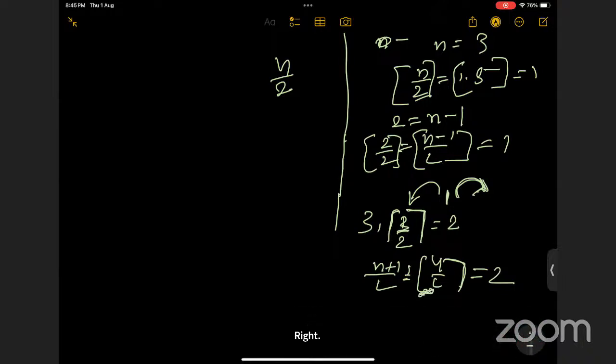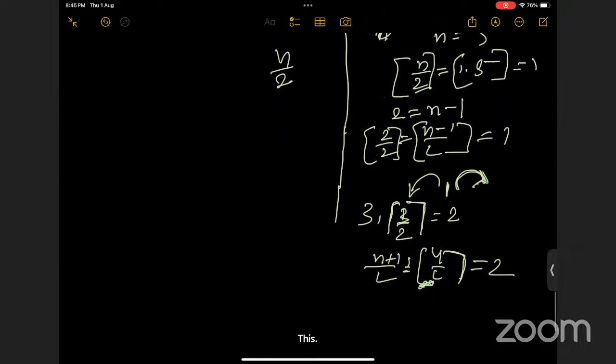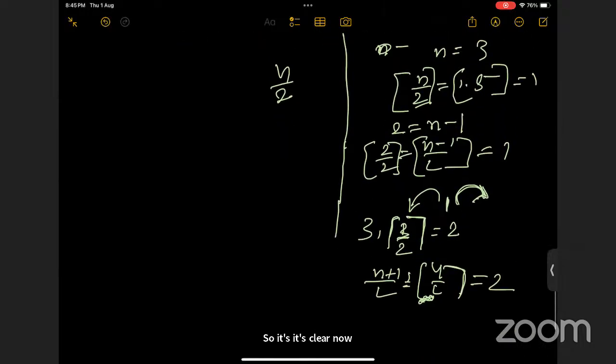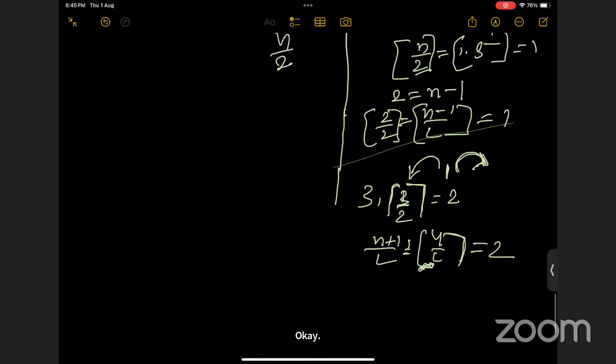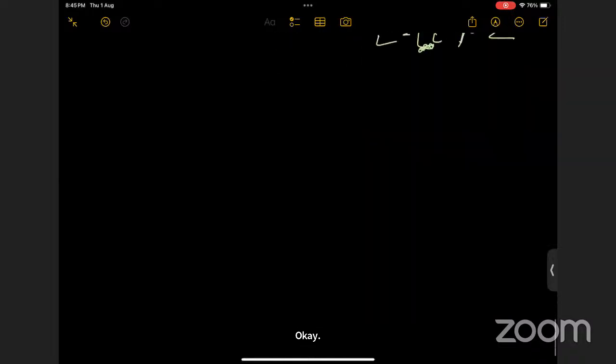This will not work. So it's clear now? Yes, ma'am, now it's clear. Okay. So we can now move to the limiting concept, limit, continuity, and differentiability.